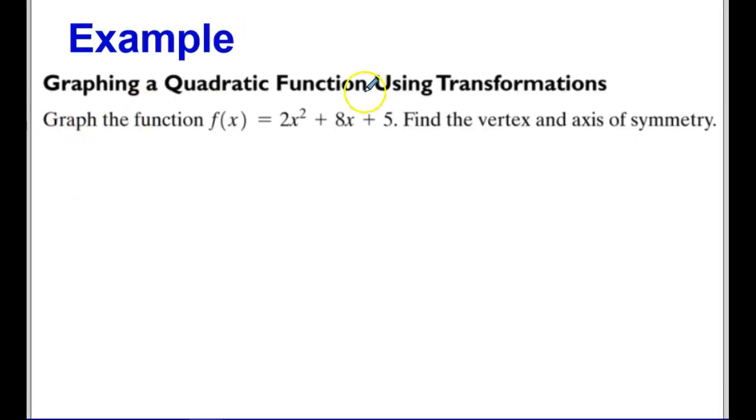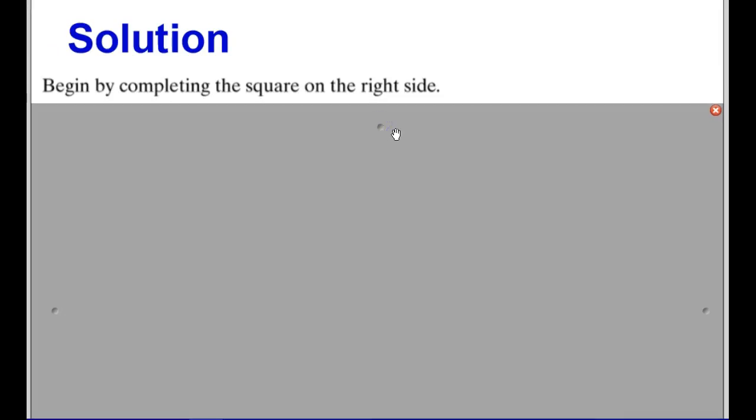Okay? So here we're going to be using some transformations to graph this function. So I've got 2x squared plus 8x plus 5, and then I have to find the vertex and the axis of symmetry. But we're going to go ahead and graph it first. Okay? So the first thing we want to do, and we will get to an easier way, we just have to walk through how we get there.